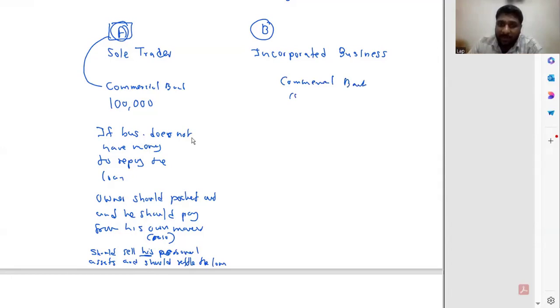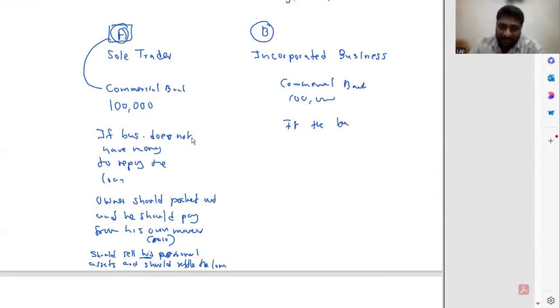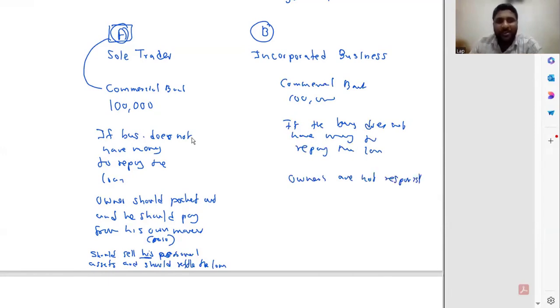Let's assume the same loan is taken by an incorporated company from the commercial bank. If the business does not have money to repay the loan, the owners are not responsible. Owners are not responsible. Seriously.